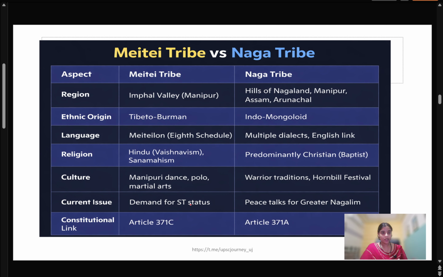Okay, let's do a brief comparison of both the Meitei and Naga tribe. So the Meitei tribe, we have seen, their regional location is the Imphal Valley of Manipur. And talking about Naga, they are not limited to one particular state; they are found in Nagaland, Manipur, Assam, and Arunachal. So they have a very broad spectrum of region because they cover multiple states. But on the other hand, the Meitei tribe is only limited to the Imphal Valley of Manipur. These are ethnic groups of Indo-Burma origin and these are Indo-Mongoloids.